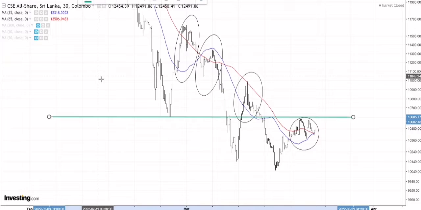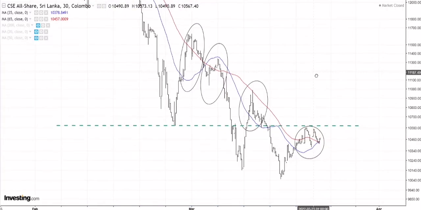For me, that's probably the most crucial thing as of now for the market over the short term, is for us to get above this 10,600 level. A more important level for the market from a medium term perspective is 11,000. So from a shorter term perspective, getting above 10,600 is important. From a medium term perspective, I would like to see 11,000 reclaimed as well.